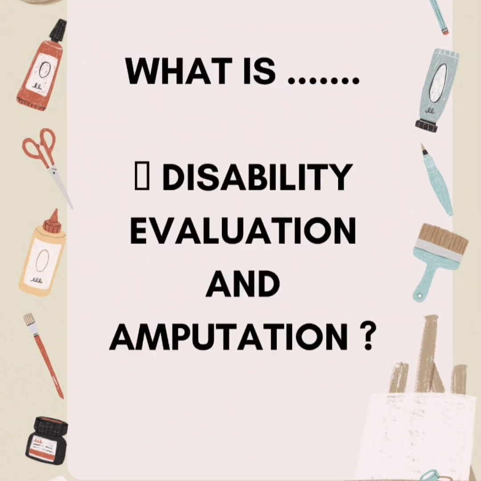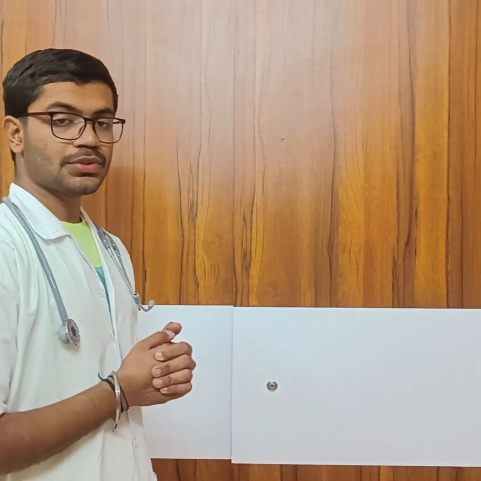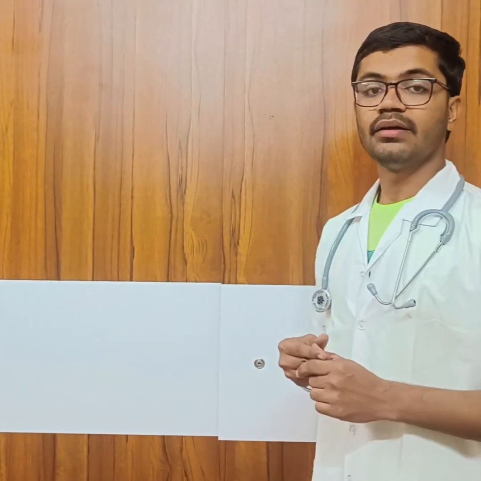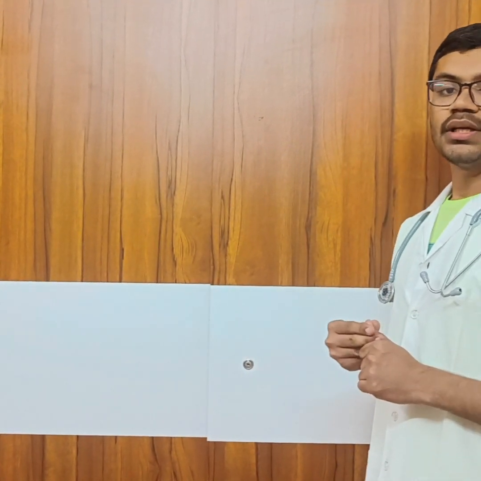So, what is disability? What is evaluation? And what is amputation? Disability, according to the Nagy model, is defined as inability to perform social roles and leisure activities. Evaluation means assessment, to evaluate or to rule out something. Amputation is a procedure in which a part of a limb is removed through one or more bones.